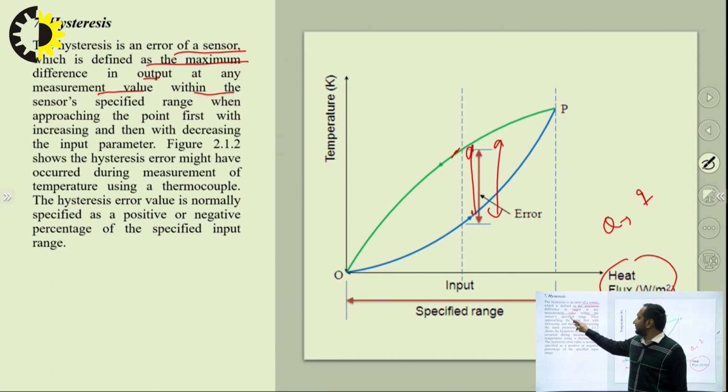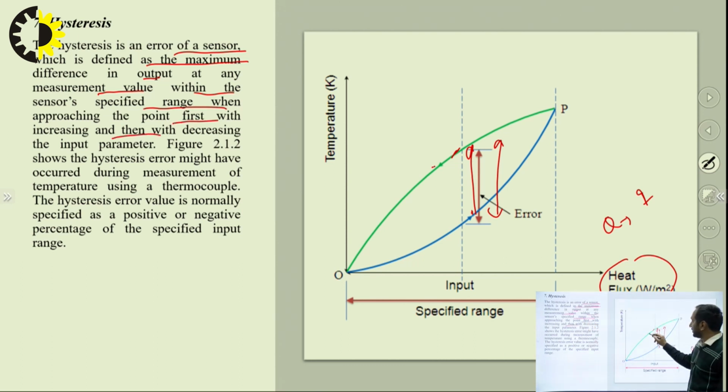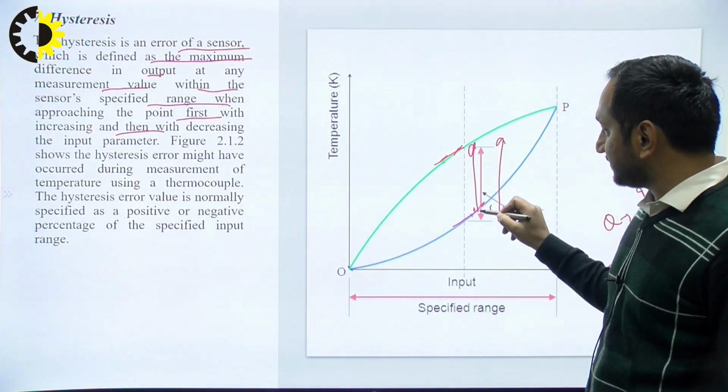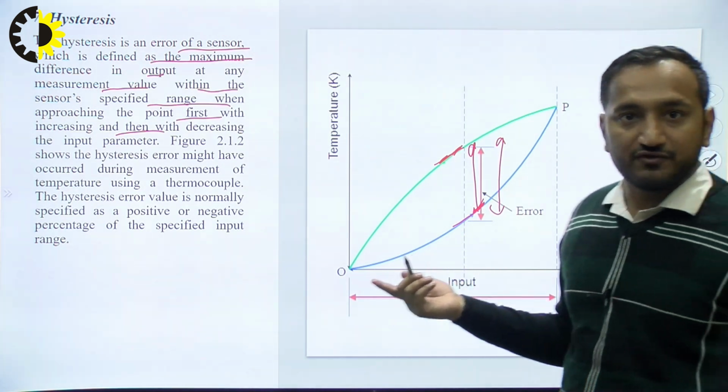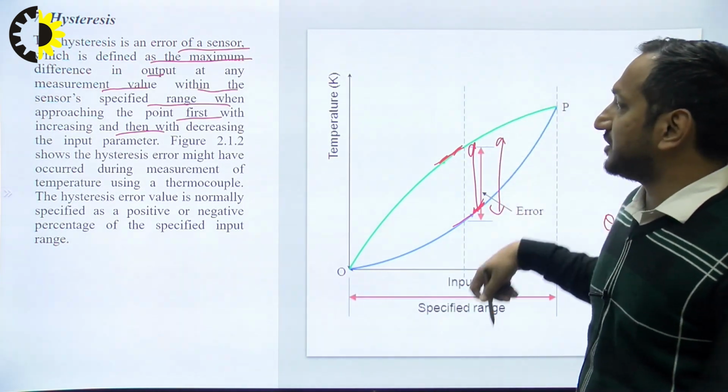Within the sensor's specified range, we approach the first point with the input increasing and then decreasing. Suppose here it is increasing, and then we go to the maximum point and decrease. Eventually it will give us a vertical difference in value. This is known as the hysteresis error.